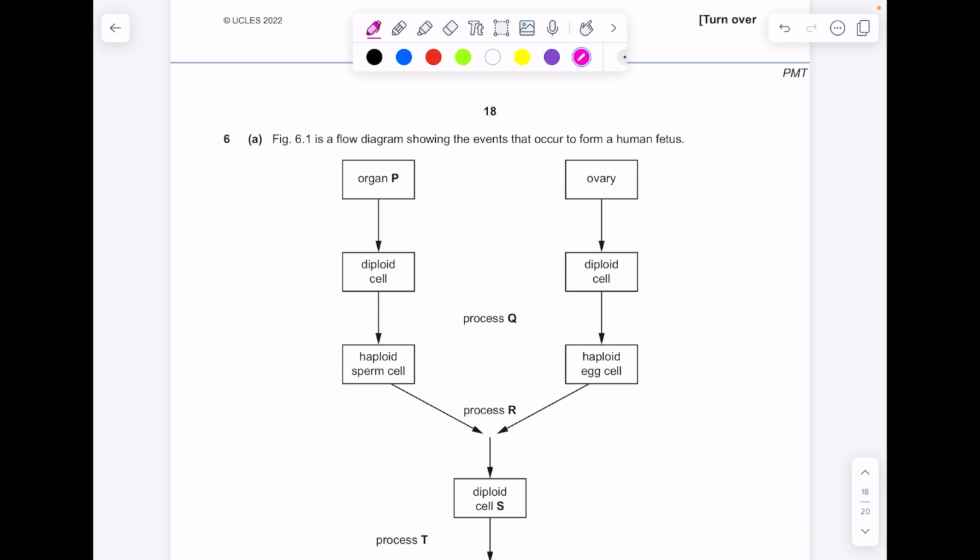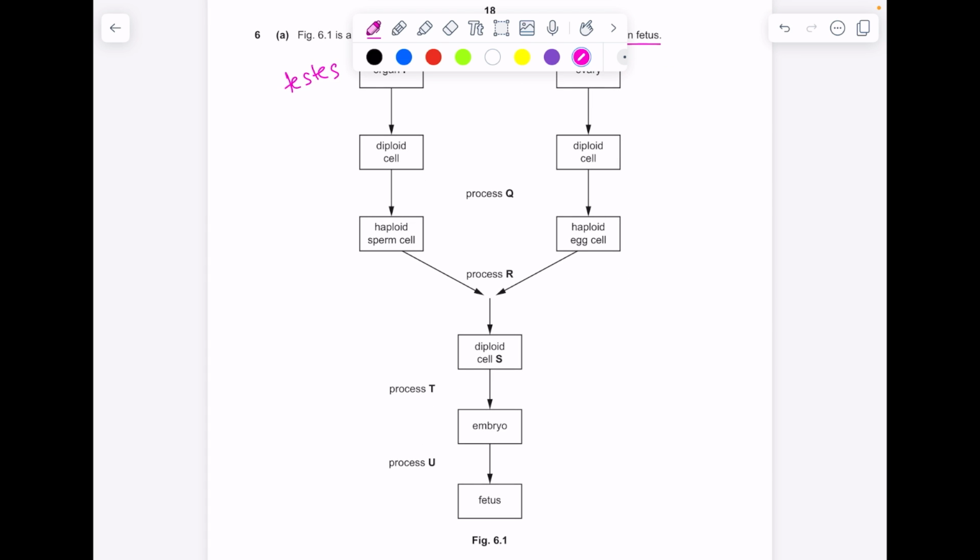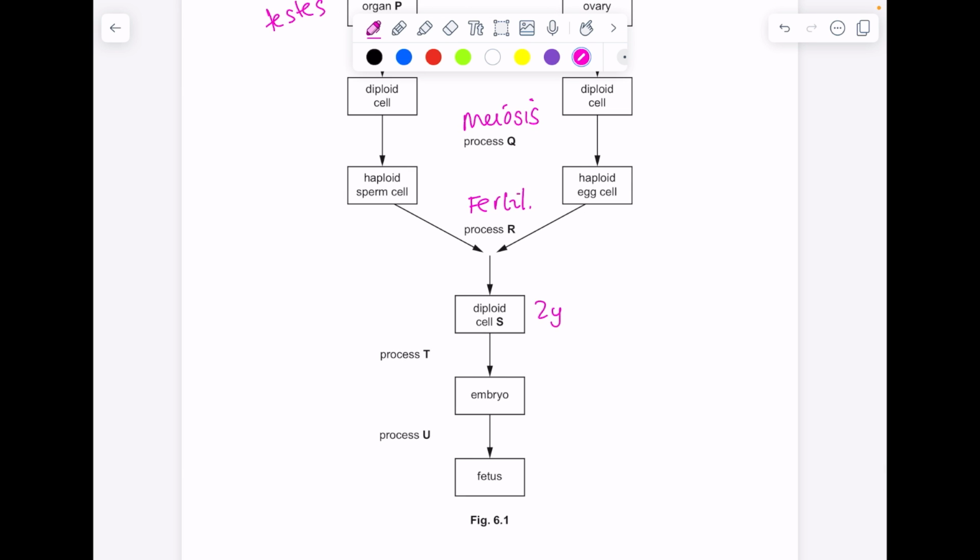Figure 6.1 is a flow diagram showing the events that occur to form a human fetus. So organ P produces a diploid cell and then a haploid cell, which is a sperm cell. So I imagine that organ P is testes. The ovary produces a diploid cell followed by the egg cell. Remember, meiosis halves the chromosome number, so I imagine that's process Q. Process R will be fertilization. When those two haploid cells meet, the diploid cell will be a zygote, which is the first cell formed after the egg and sperm cell meet.